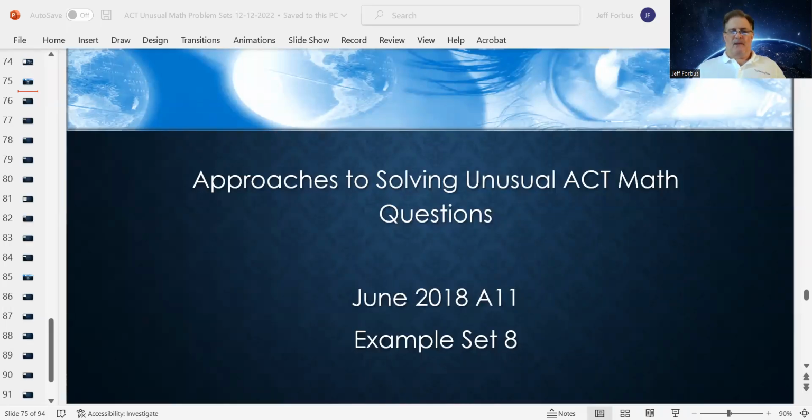Hey guys, I'm continuing with these conceptual or unusual ACT math questions that usually occur between question number 30 to 60 on the ACT math exam. I've selected these questions because many of the students that I have personally trained seem to struggle with these questions the most. With that in mind, I want to share these with you just in case you're struggling with them too.